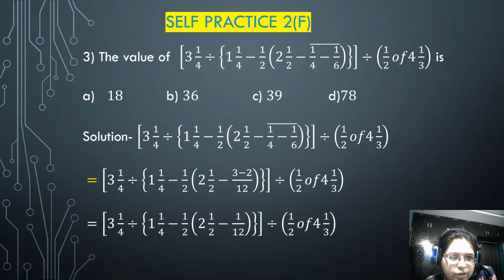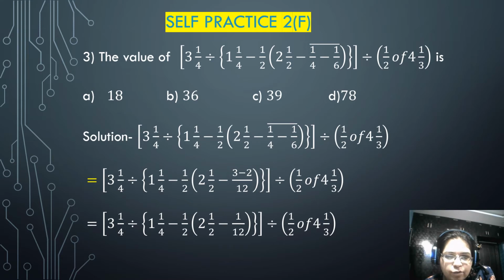Now we solve question number 3. The value of the expression is 3 1/4 ÷ {1 1/4 − 1/2 of (2 1/2 − (1/4 − 1/6) with a vinculum bar)} ÷ (1/2 of 4 1/3). This is the expression, and we have to find its value. The options given are: first option 18, second option 36, third option 39, and fourth option 78.